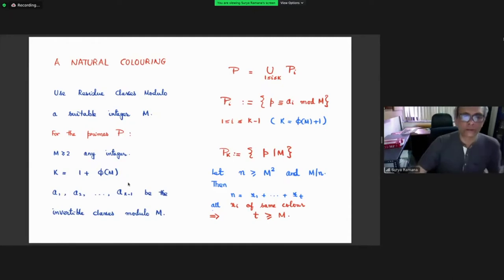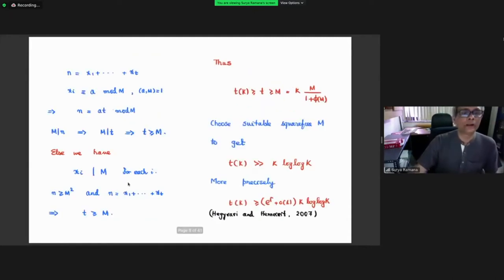The reason for this is quite simple. Let us see the reason. Suppose n can be written as x1 plus x2 plus so on up to xt, and all the xi's belong, let us say, to the invertible class a mod m. This means that n is equal to a times t mod m, because all the xi's are a mod m. But m divides n and a is coprime to m, which means therefore that m must divide t. And therefore, t must be at least m.